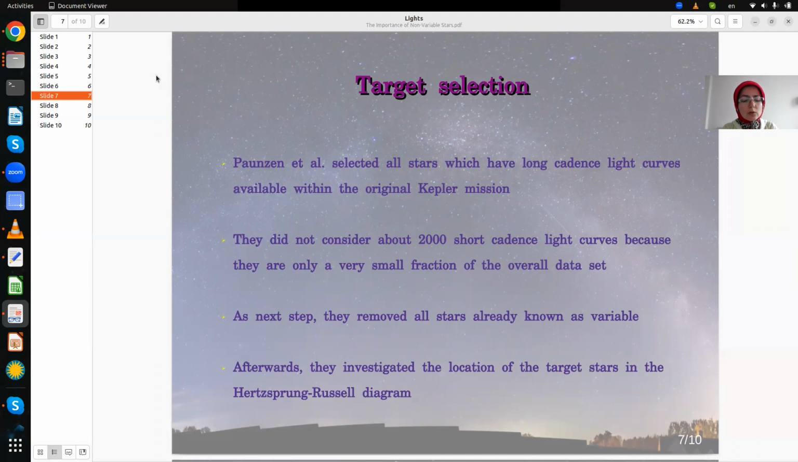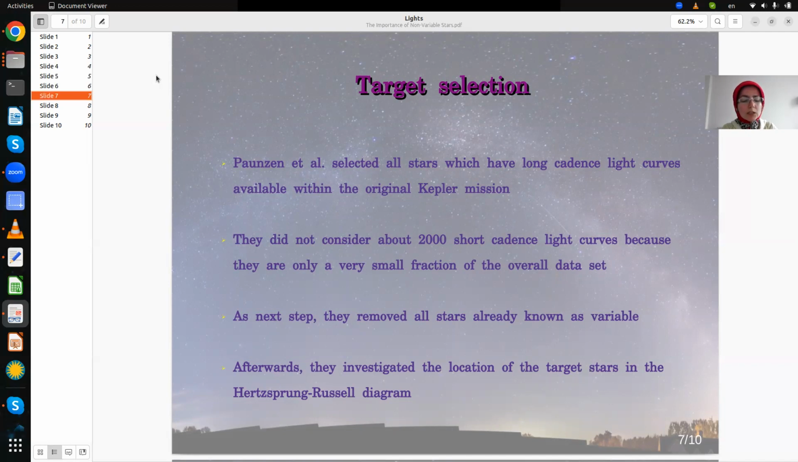Panzanetta selected all stars which have long cadence light curves available within the original Kepler mission. They did not consider about 2,000 short cadence light curves because they are only a very small fraction of the overall data set. As a next step, they removed all stars already known as variable.